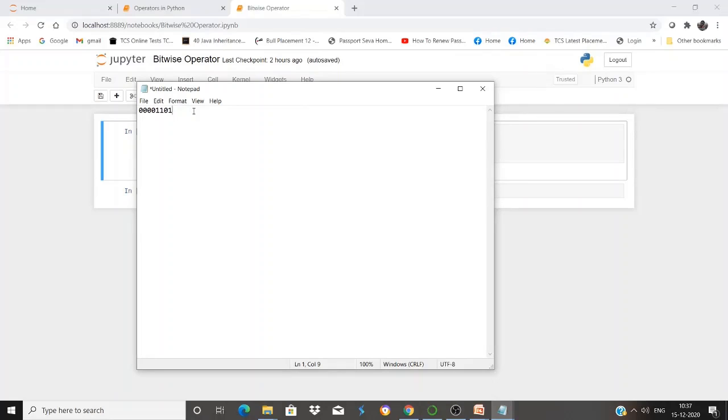So what does the bitwise complement operator do? It flips each and every bit of a binary, so the zeros will be changed to 1 and the ones will be changed to 0. If we apply the bitwise operator on this binary, it will become 11110010. This is the binary representation of our output, but Python will not show you the output in binary form.